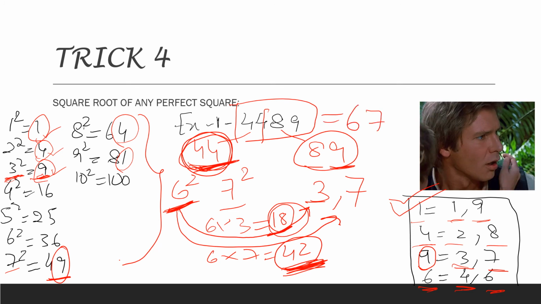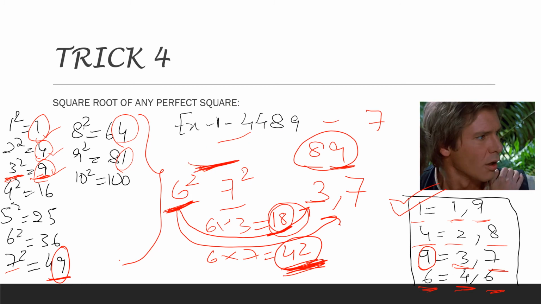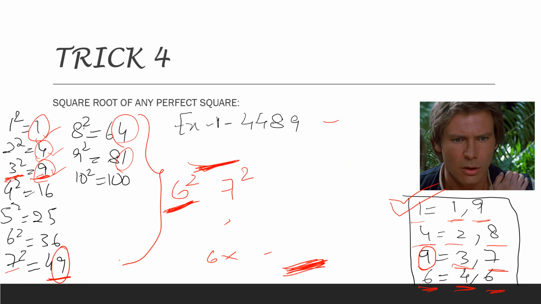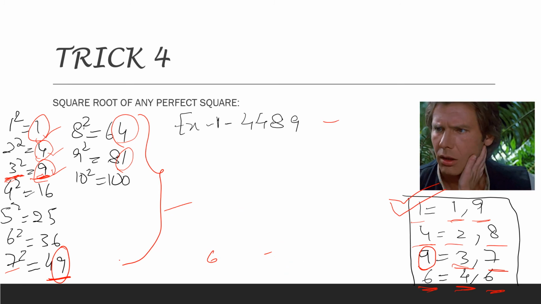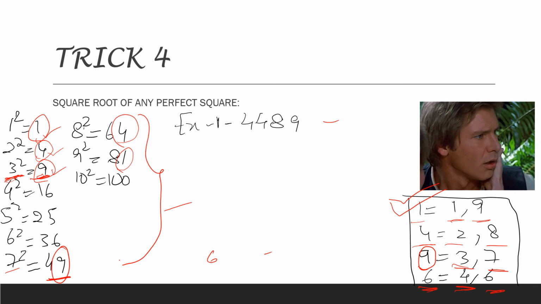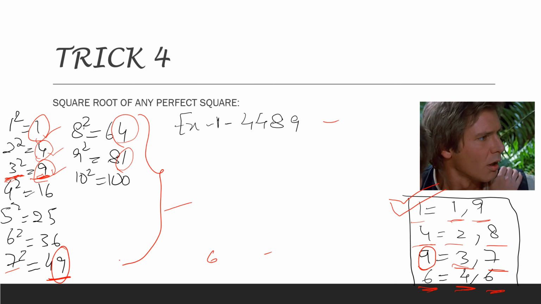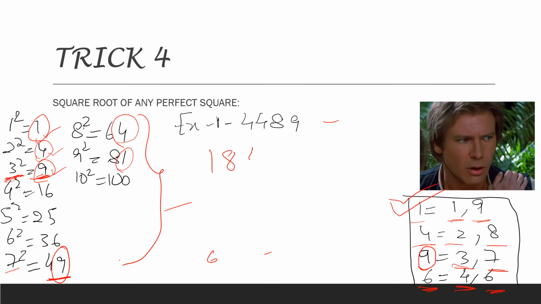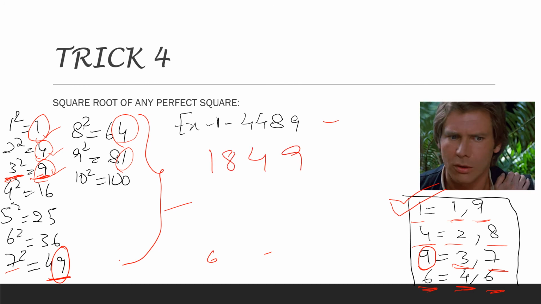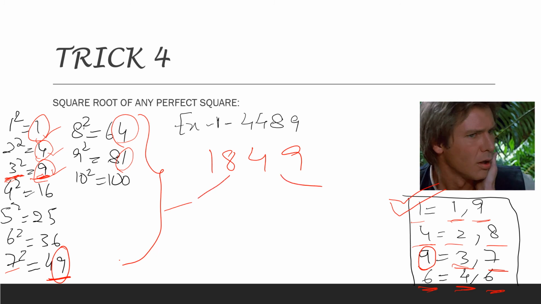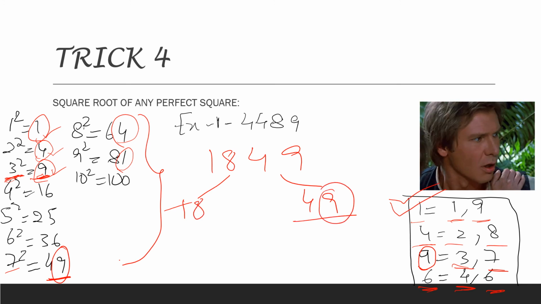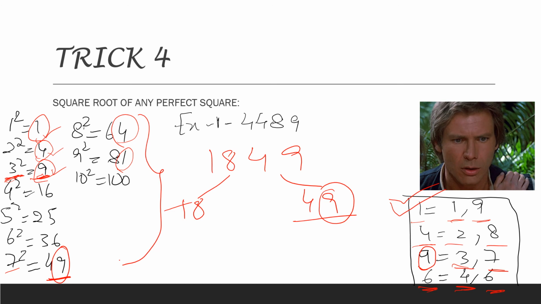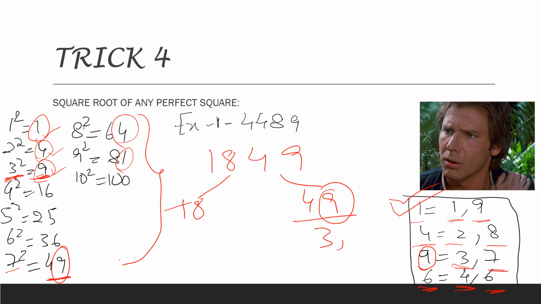So the next one is, let's take another example. Let's take the number 1849. This is also an even number of digits, so you can split it into two halves easily: 49 and 18. For 49, again the units place is 9, so the possible outcomes for this number are 3 and 7 again.